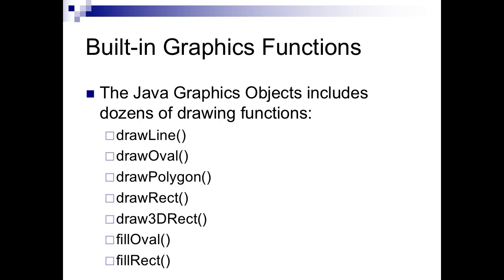You can have fill shapes and outline shapes. When they're outline shapes, they call them draw shapes, and naturally when they're fill shapes, they call them fill shapes. So fill oval and fill rectangle. If you want to draw a circle, you make the oval height and width the same. Same thing if we're drawing a square, you make the rectangle height and width the same.